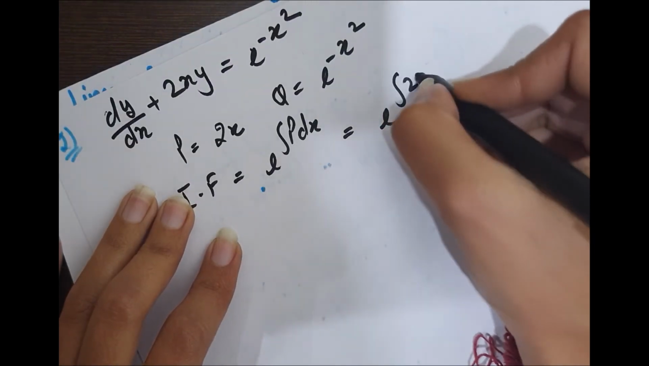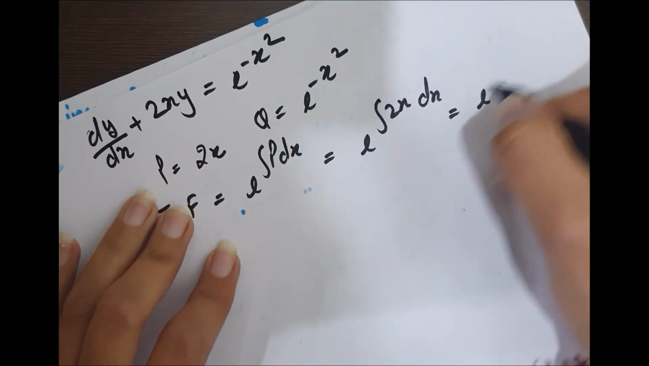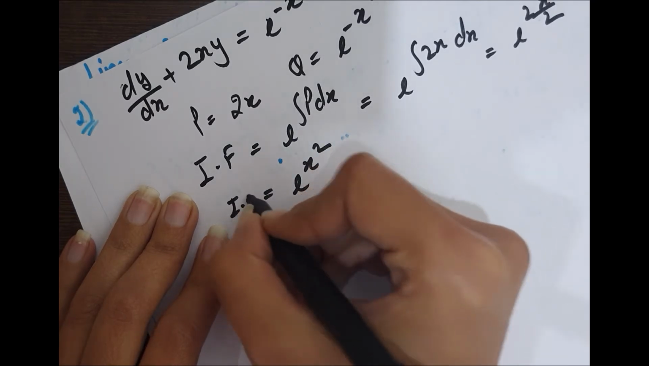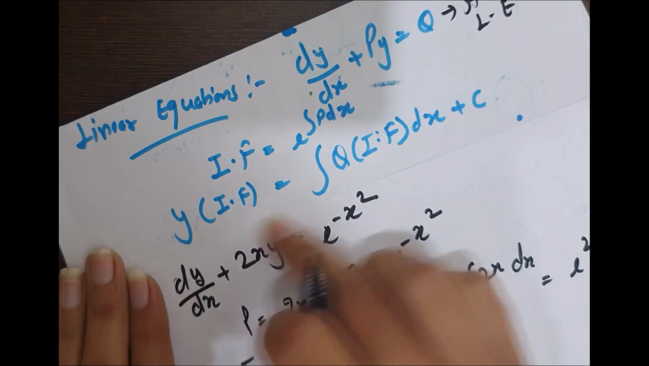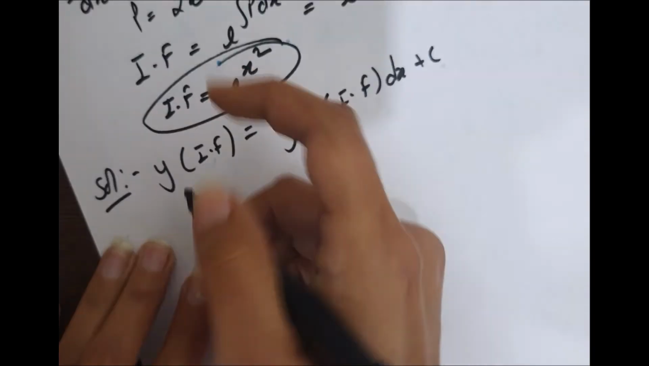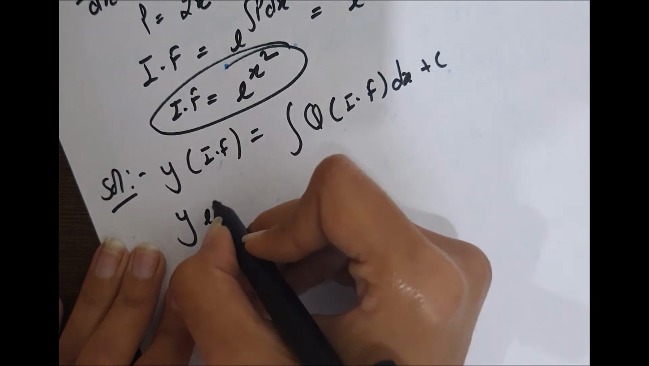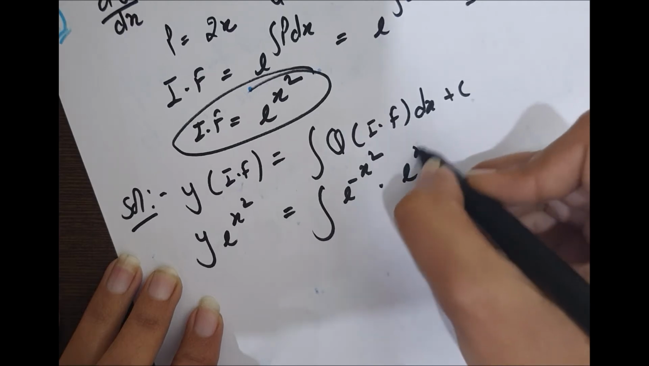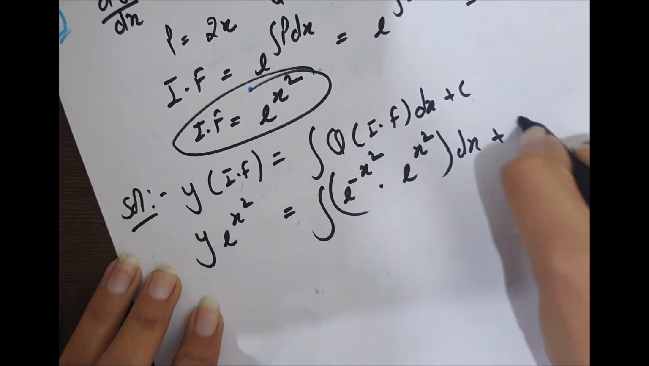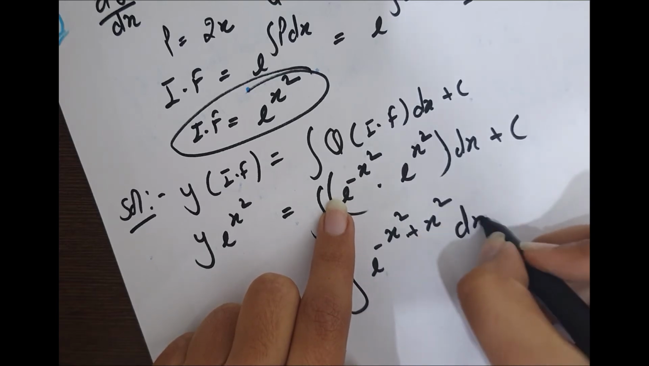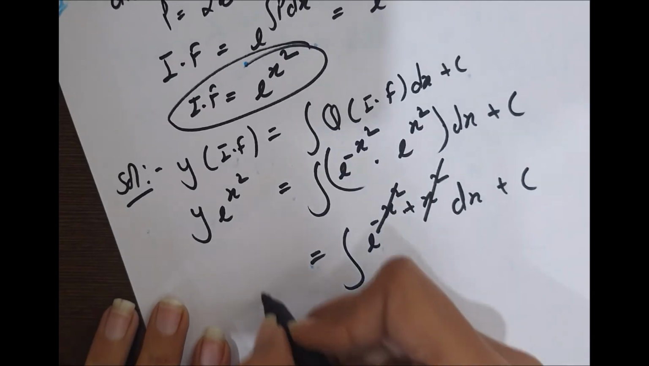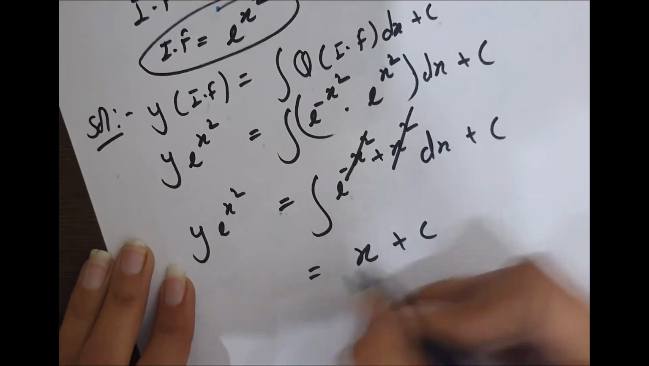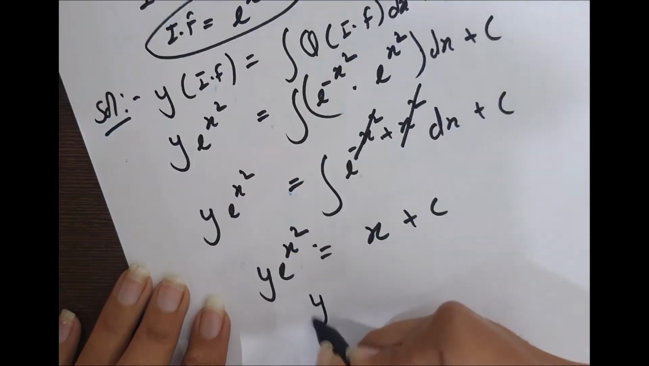Integrating factor comes out to be this. This is the integrating factor. Solution of the equation: this is a method to find the solution of a linear equation. Now y into integrating factor is equal to the integral of Q into integrating factor dx plus c. This will cancel out. It would be x plus c, y e^x, with conditions 0, 1.